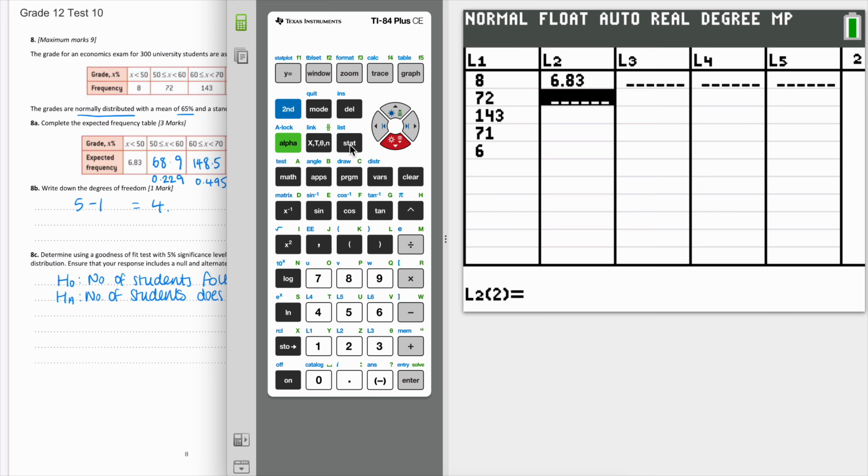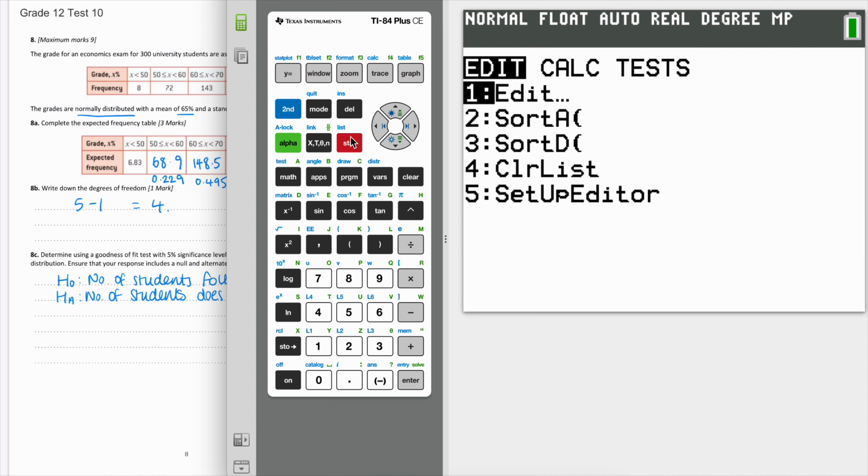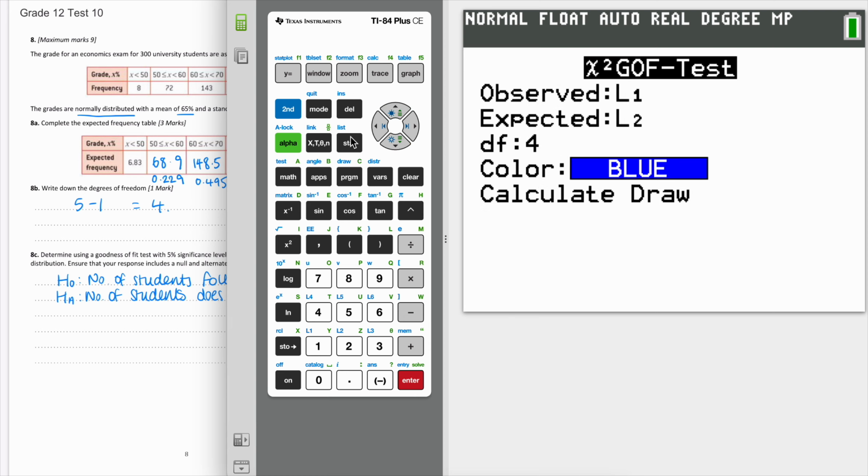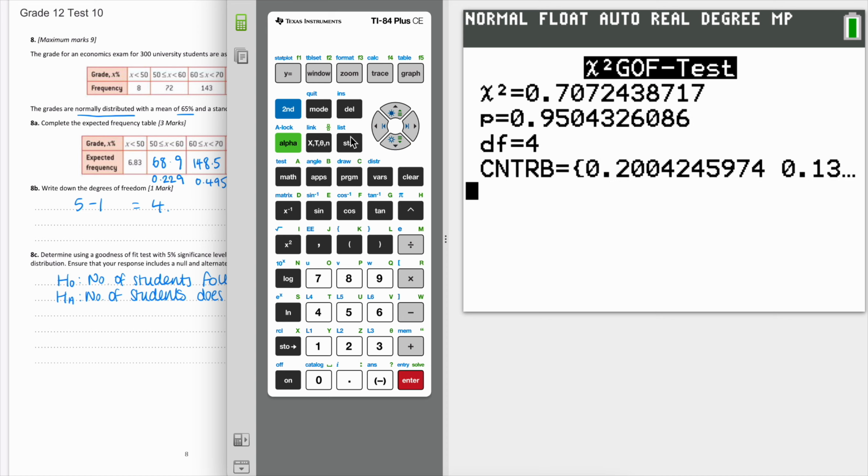And then what I expected to happen was what I found out with my normal distribution, and that is the second table of numbers here, 68.9, 148.5, 68.92, and 6.83. So we can now go back to our statistics and our tests. And we have our observed and our expected. We know that there's 4 degrees of freedom. And we can now calculate our final answer.